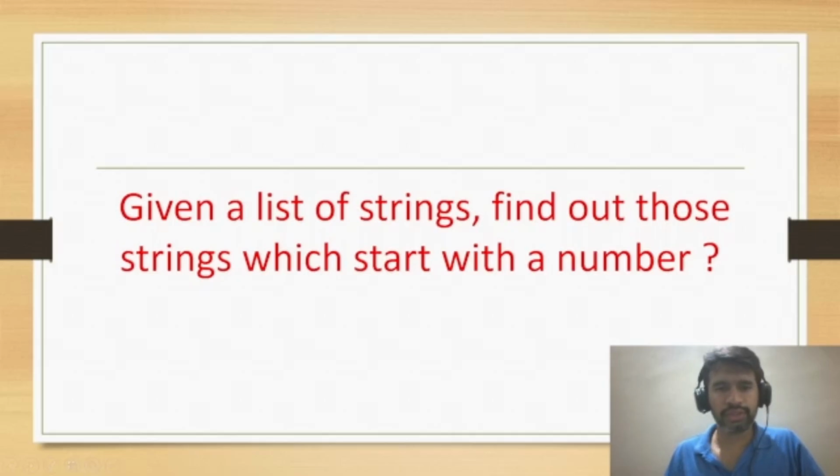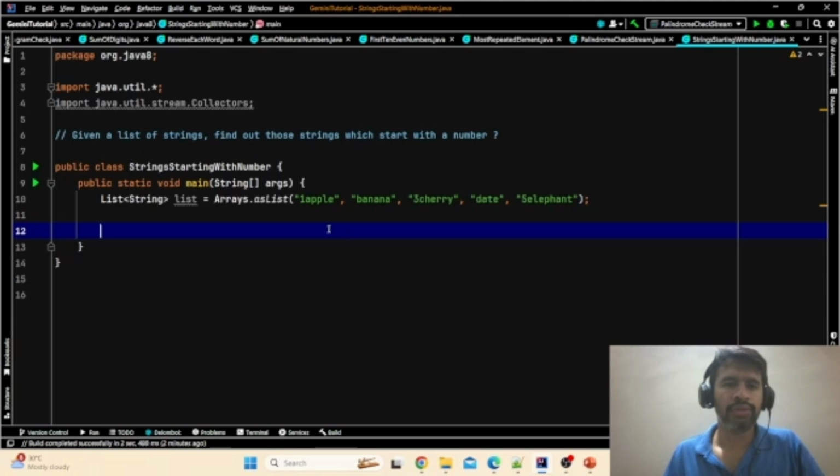So the next question is we are given a list of strings. We have to find out those strings which start with a number. I'll just reiterate the question. So we have to find the strings which start with a number in a given list of strings. So let's see how to do it. So here we have a bunch of strings. It's basically a list of strings. Some of the strings contain a number in the first place and the rest are complete characters. So how to find out those strings which start with a number?